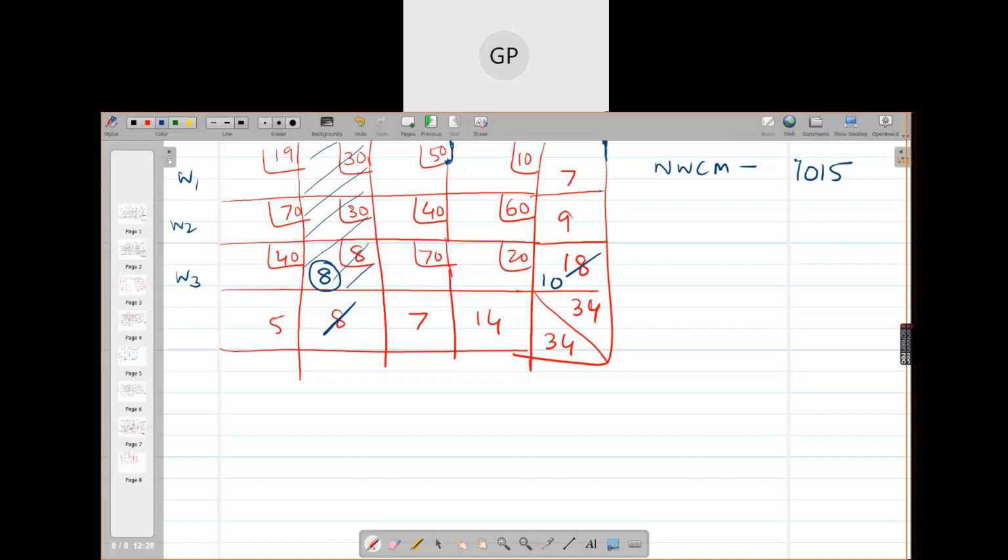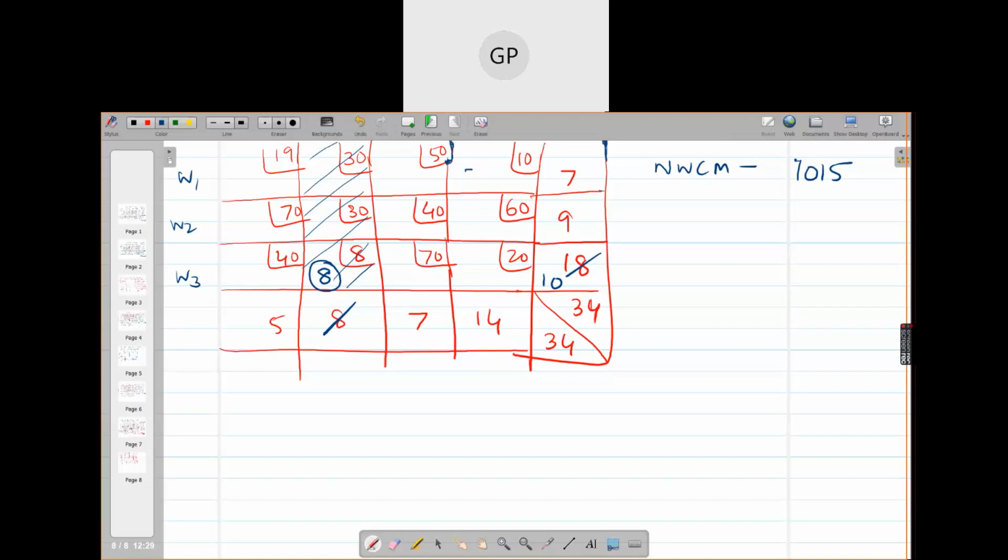So we are finding the IBFS of this transportation problem by LCEM. The first cell we chose is 8, the least transportation cost. The next least transportation cost is 10. The supply corresponding to this cell is 7 and the demand is 14.